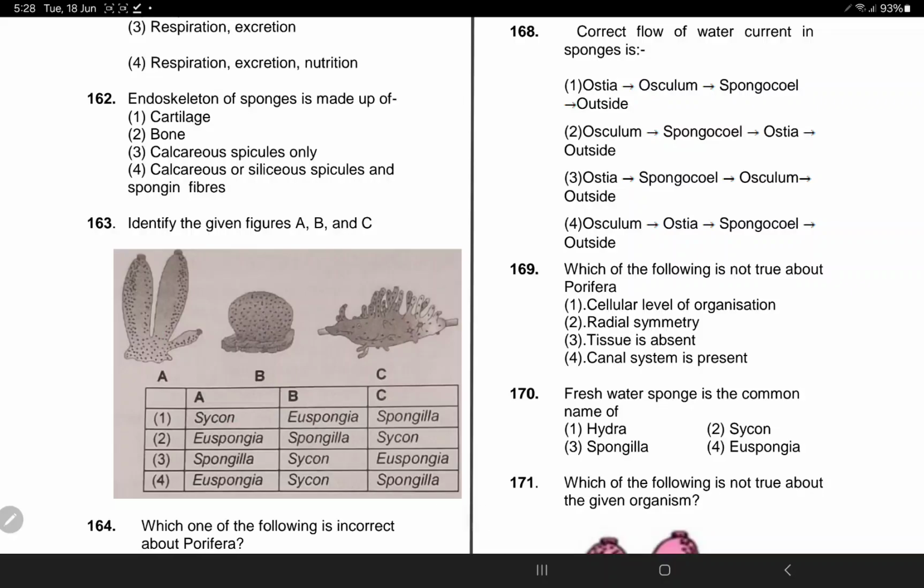So 163, we have to identify the diagram. Option A, this is Cycon. Option B, Euspongia. Option C, Spongilla. Option 1 is correct.